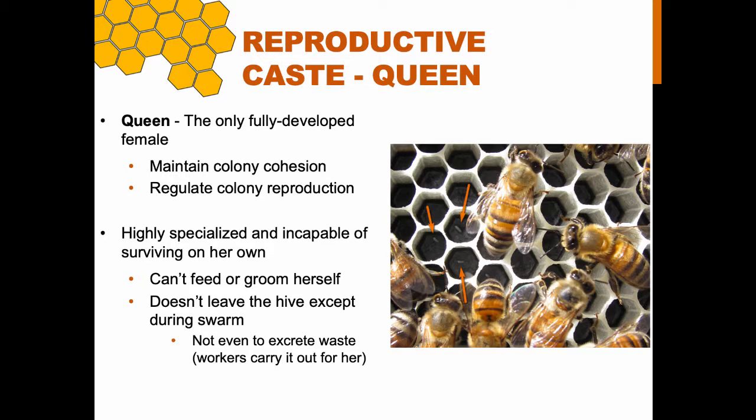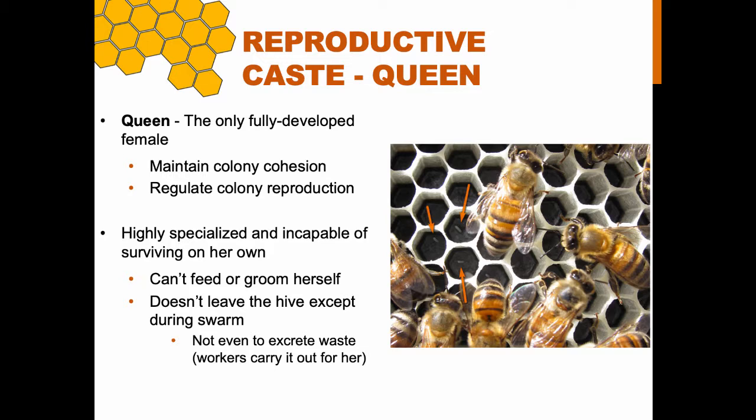So let's talk about the major castes first, and then we'll jump into reproduction. So, reproductive castes. There are 2 different reproductives in the hive, right? There's the queen and there's the drone. These are both 100% reproductive. They don't really do anything else. They just reproduce.